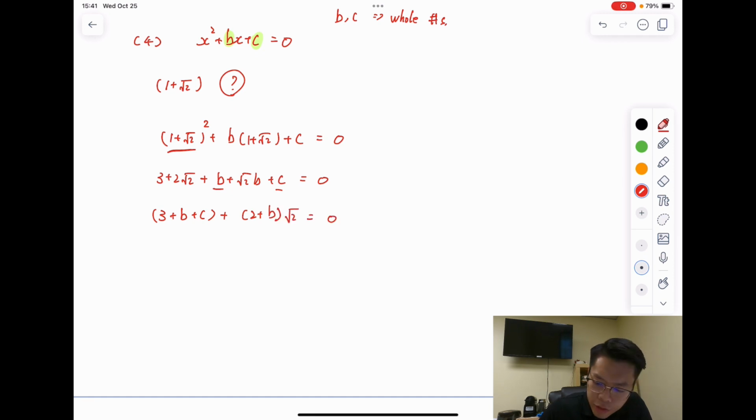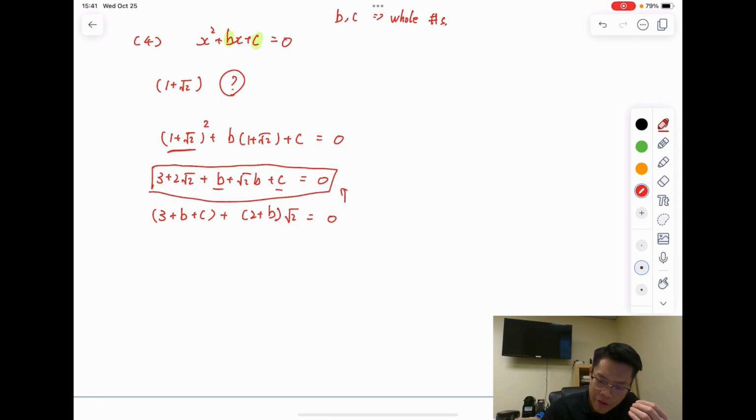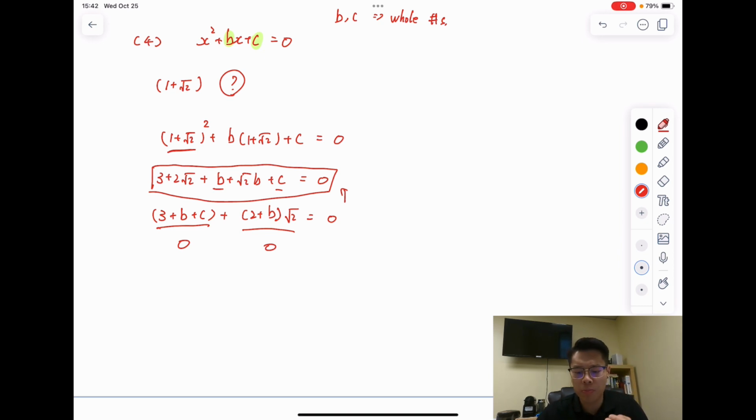and you might want to ask, Tony, why do I have to do that? Because the above equation will be true if I group up everything, this will be 0 and this will be 0. Remember, b, c are whole numbers, right? And then (2 plus b) times root 2 is equal to 0. So both of the terms have to be 0. So isn't it true that term 1 will be 0 and term 2 will also be 0?